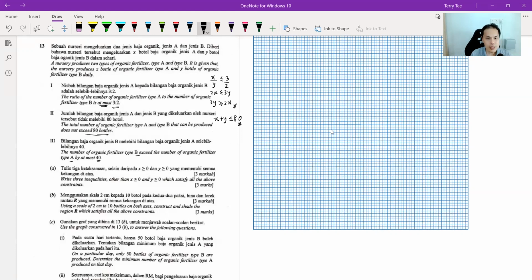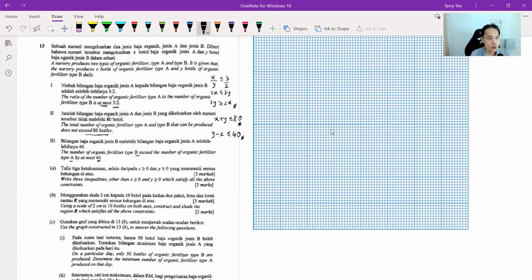So when we say B is more than A, we take the difference. B is bigger, so B minus A. At most means maximum, less than or equal to 40. So y minus x is less than or equal to 40. So I've got these 3 inequalities.